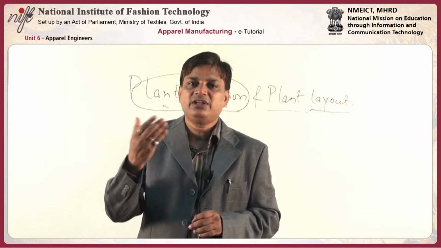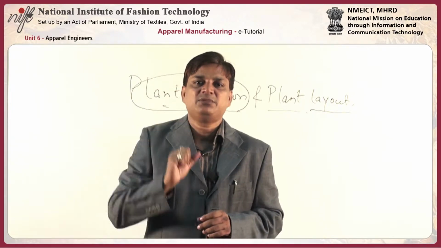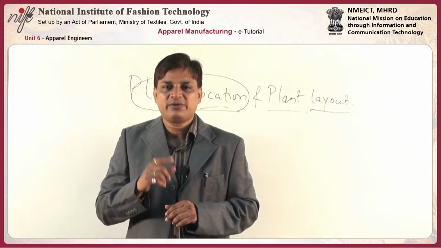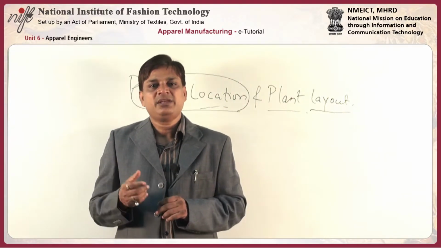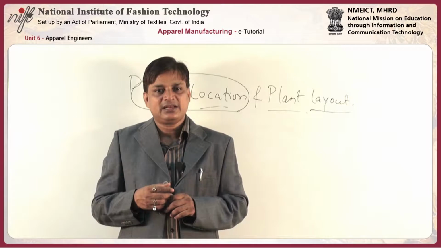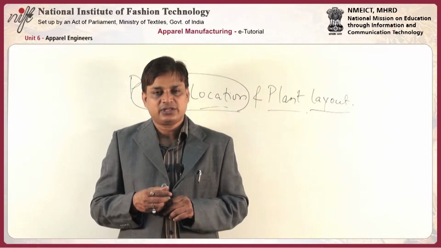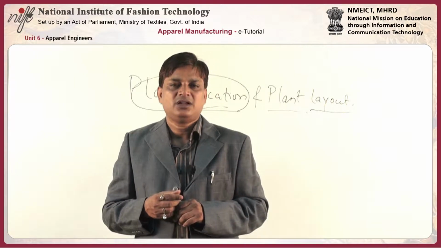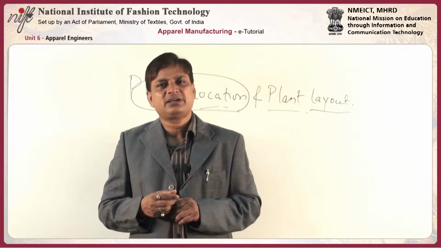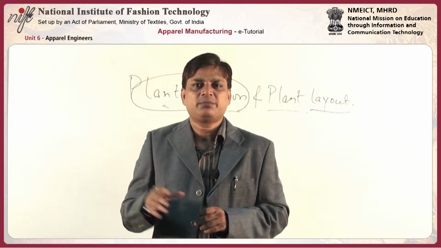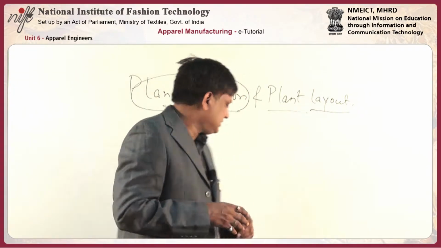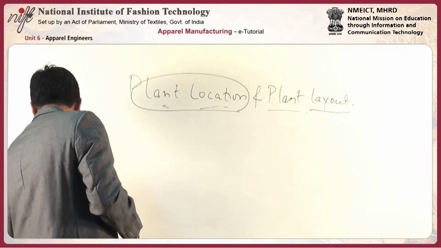So here we are talking about, suppose, a 500 machine factory. The total area required will be roughly 500 into 175, which is 87,500 square feet. Now, generally the ratio between the cutting, sewing and finishing departments used to be 1:1:1. This is the general ratio of the cutting, sewing and finishing departments.